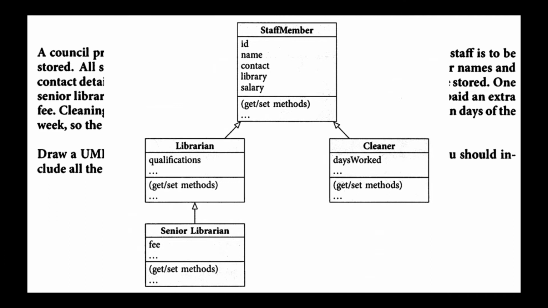Then there are the two subclasses below, which are subclasses of staff member: librarian and cleaner. Librarian has qualifications, and then get/set methods. Cleaner has days worked, and get/set methods. Then a senior librarian is underneath the librarian, so it inherits from the librarian. So all you'll need to include is the fee, and then you also will need to include the get/set methods.